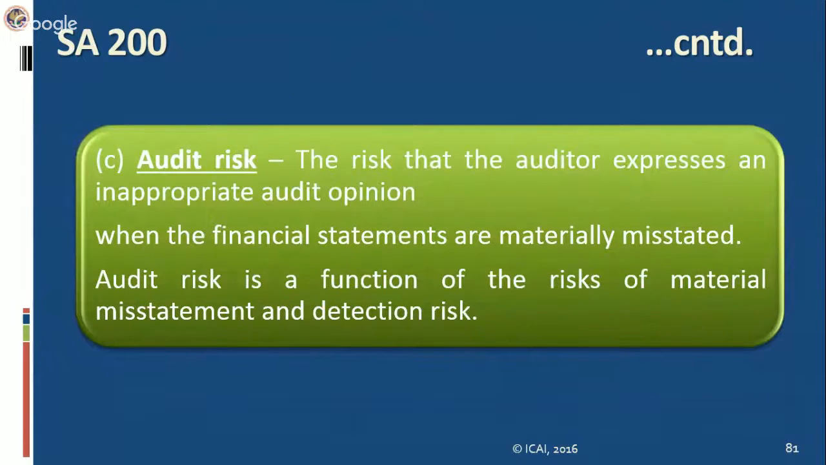Audit risk is the risk that the auditor expresses an inappropriate audit opinion. So I am running a risk. If I am performing the audit, I am running a risk, because the ultimate objective of auditing is to express an independent opinion, and if I am not able to express that opinion appropriately, I am running that risk. So it is a risk that the auditor may express an inappropriate audit opinion.